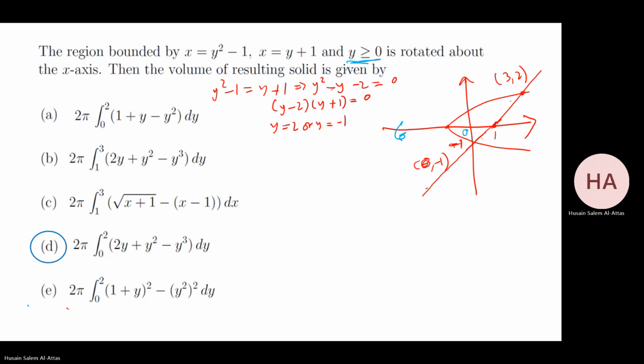And that will be like this. That will be my line. Okay, so what I will do is h of x, h of y, everything in terms of y, ready? H of y will be what? The line, which is y plus 1, minus the parabola, minus y squared plus 1. So that gives me minus y squared plus y plus 2.